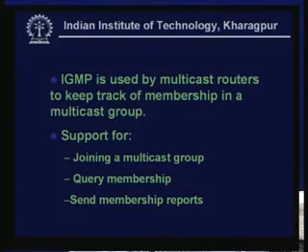IGMP is used by the multicast router to keep track of the membership. Who amongst these are members, who has ceased to be a member, who is the new person who wants to join as a member. This has to be kept track of by the local multicasting router. So, that is what IGMP supports. It supports joining a multicast group, querying membership, and sending membership reports. For the query, the multicasting router will send queries from time to time, and the hosts will respond or not respond depending on whether or not they are members of the group.